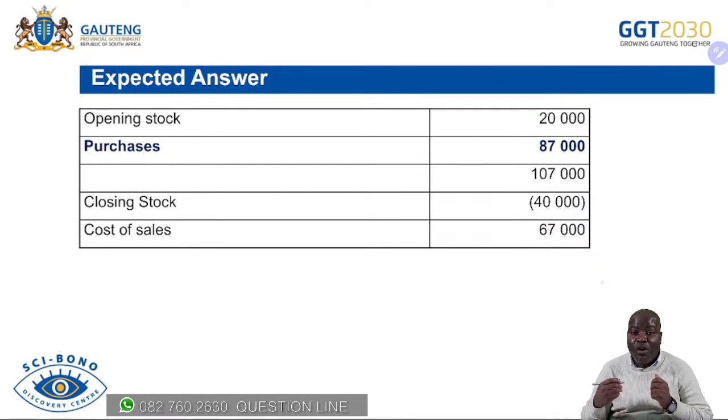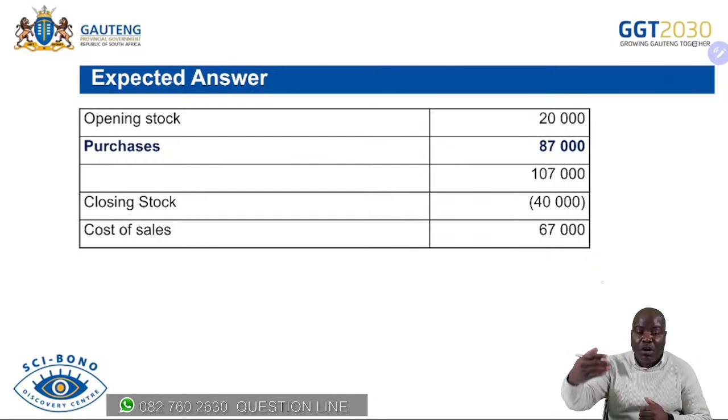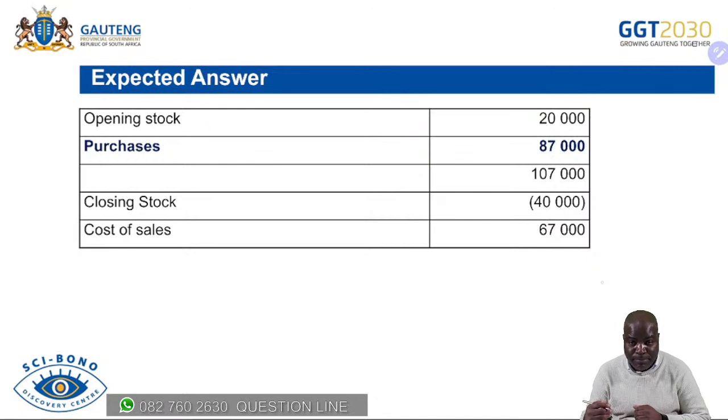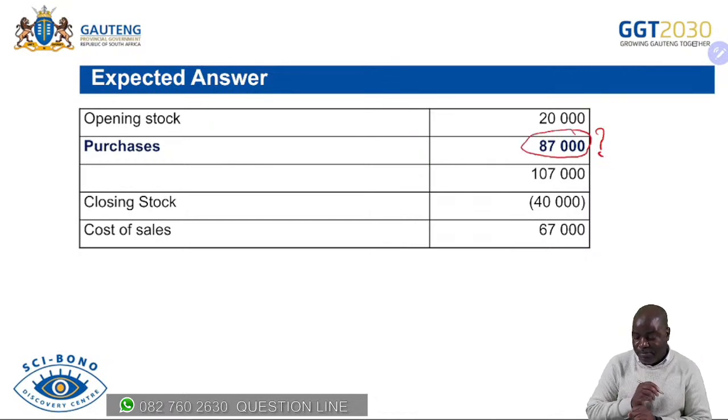Those brackets only apply if we are working downwards. In this instance, when we are calculating a missing figure at the top, we actually reverse. What do we mean by reversing? Instead of using the brackets, boys and girls, we are actually going to add. So those brackets become plus: 67 plus 40 gives you 107,000 rands. Then there's a missing figure there, that 87,000 rands, which is not given. That's what we are calculating.